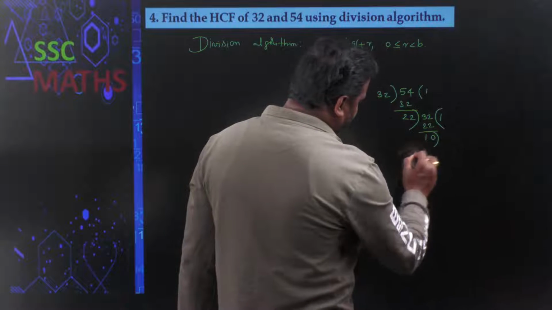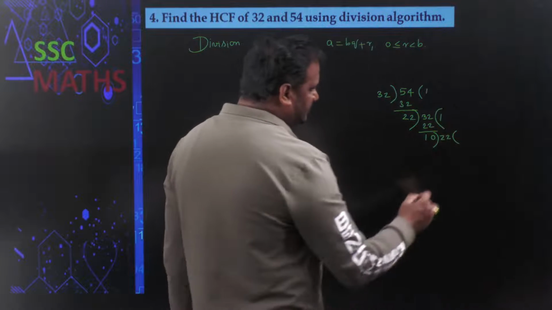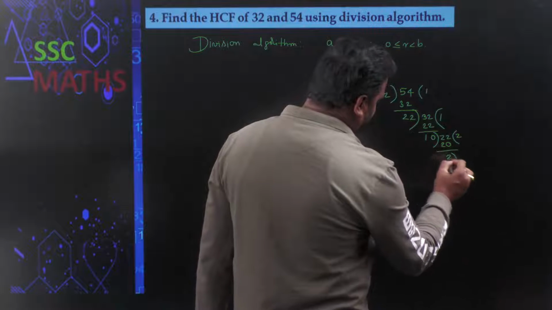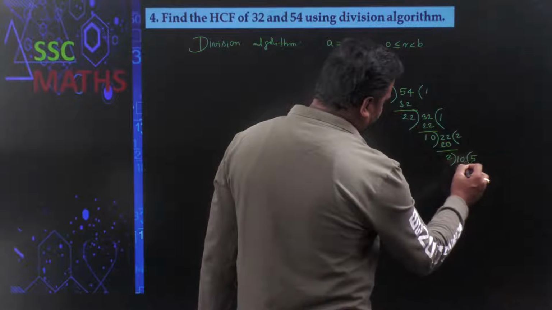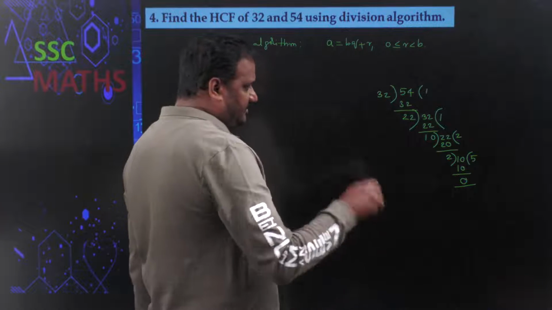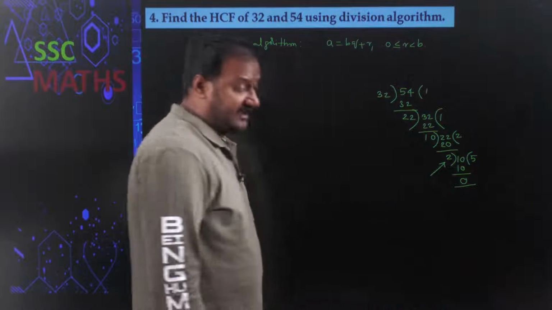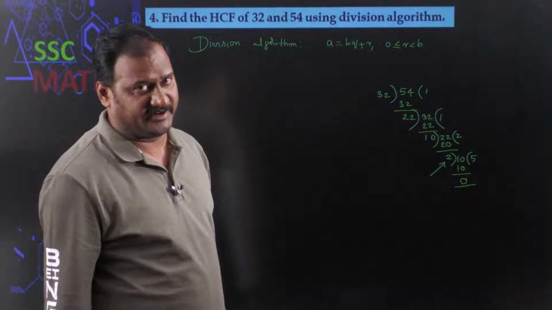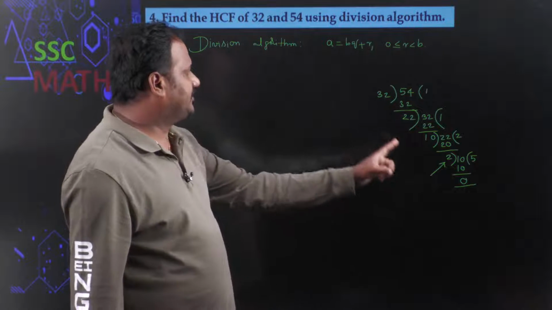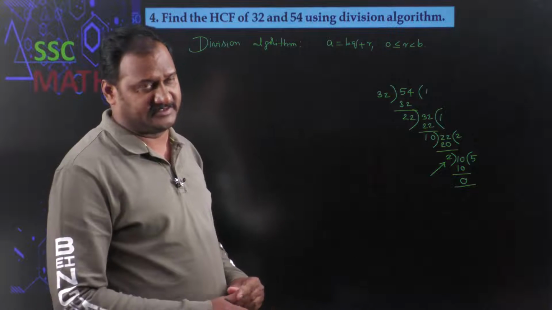Now this remainder is the divisor, and this divisor is the dividend, right? So 10 twos are 20, remaining 2, and then this is 10, so 2 fives are 10. Finally you get the remainder 0. The divisor of the division where you get the remainder 0 is said to be the HCF of the numbers. Hope you understand. So the HCF of 32 and 54 is going to be 2. 2 is the HCF of those two numbers.